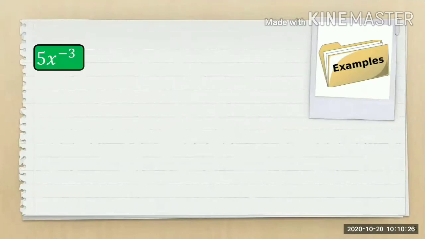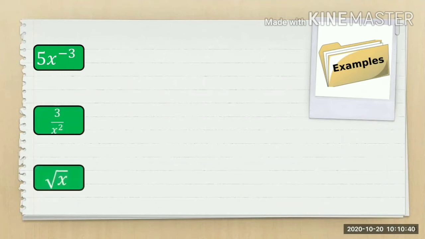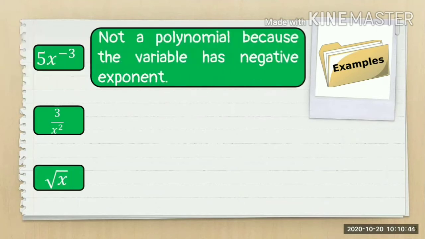So examples, so we have here 5x raised to negative 3. So is this a polynomial or not? We also have 3 over x squared. So identify din natin if it is a polynomial or not. And we also have square root of x. Okay, so the first one, 5x raised to negative 3 is not a polynomial because the variable has a negative exponent. Kasi sabi nga po natin kanina, ang isang polynomial function ay hindi pwedeng magkaroon ng negative exponent.